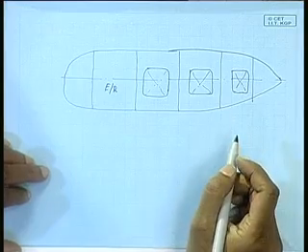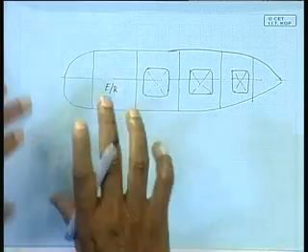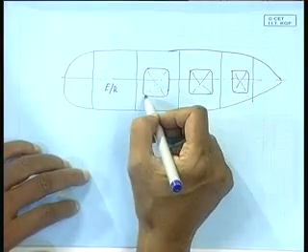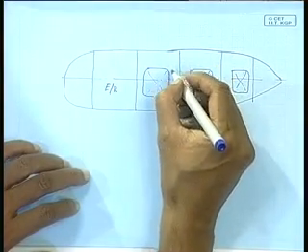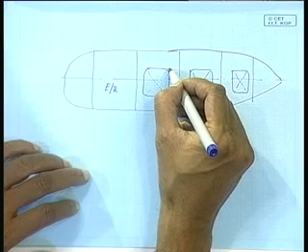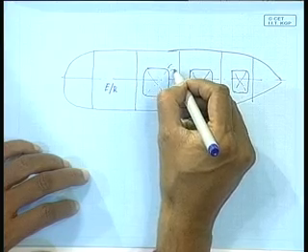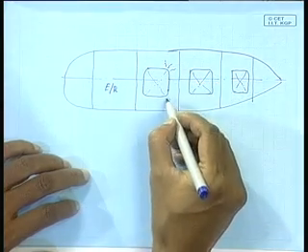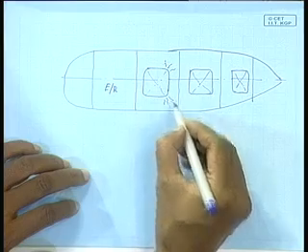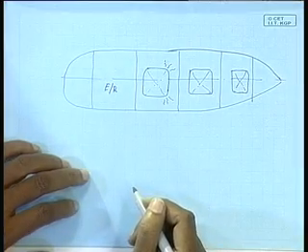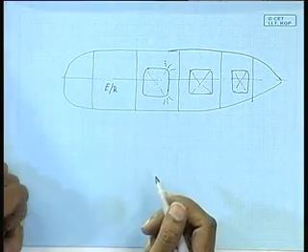So what is happening in the hogging condition when it is under tension? The deck plating is under tension and you have huge deck openings. So high levels of stress will develop in this region at the hatch corners. Why? Because of stress concentration.